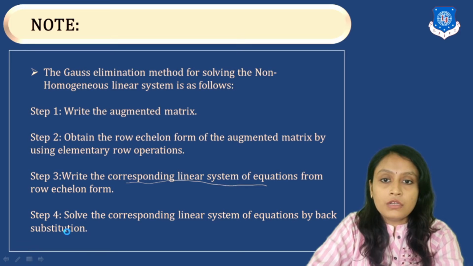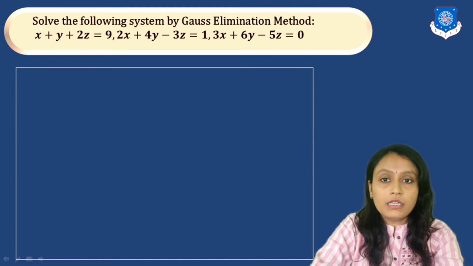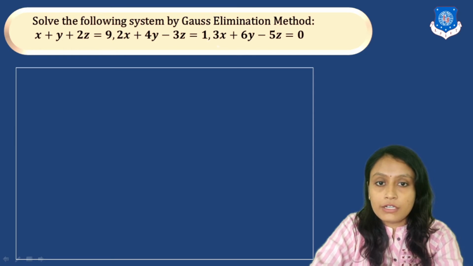Okay, so let's begin with this example. Solve the following system by Gauss elimination method. The equations are x plus y plus 2z is equal to 9, 2x plus 4y minus 3z is equal to 1, and 3x plus 6y minus 5z is equal to 0.